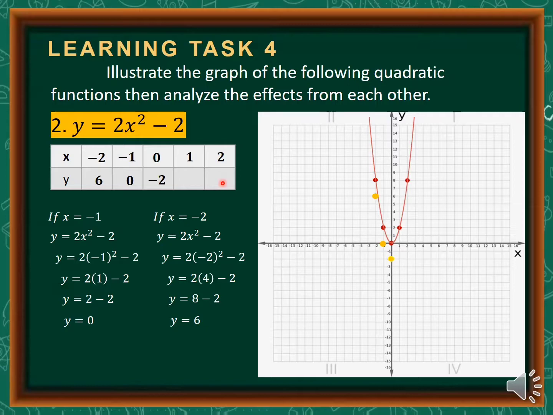Let us plot the points. We have, alright, so nandito siya, 0, negative 2, ito yung vertex natin. Negative 1, 0, nasaan? Negative 1 ang x, ang 0 ang y. Alright, nandito. Next, we have negative 2, 6. Okay, andito siya. Next is 1, 0. Alright, andito siya. Next is 2, 6. Ayan, nandyan po siya.